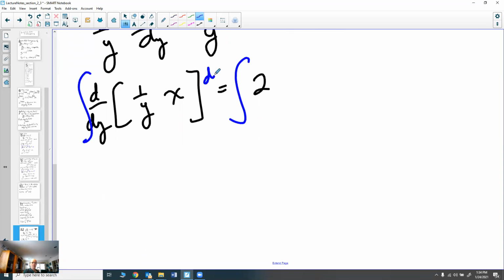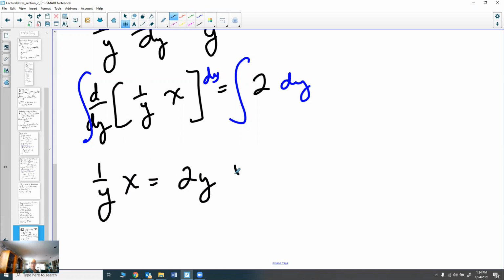We're taking the integral with respect to y this time instead of x, because x is my dependent variable and y is my independent variable in this case. Again, the integral of a derivative is just the thing inside. So 1 over y times x is equal to 2y plus c. Get x by itself. So we get x is equal to 2y squared plus c times y.